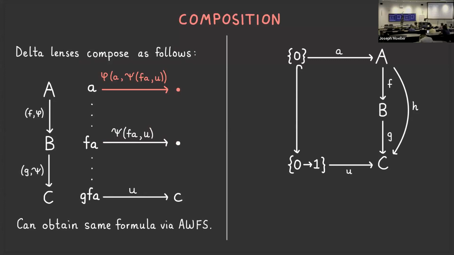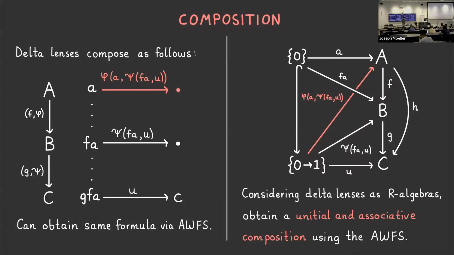But we can attain the same formula from the algebraic weak factorisation system. So again, we have this picture where on the left-hand side we have a co-free L coalgebra. And we can go through the same steps that I showed you before to construct precisely the same lift, which is giving us the composite. Okay, so what we get from this is that delta lenses, considered in their presentation as R-algebras, rather than moving to some other presentation describing the composition, when we present them as the R-algebras, we have this canonical unital and associative composition just coming from the algebraic weak factorisation system.